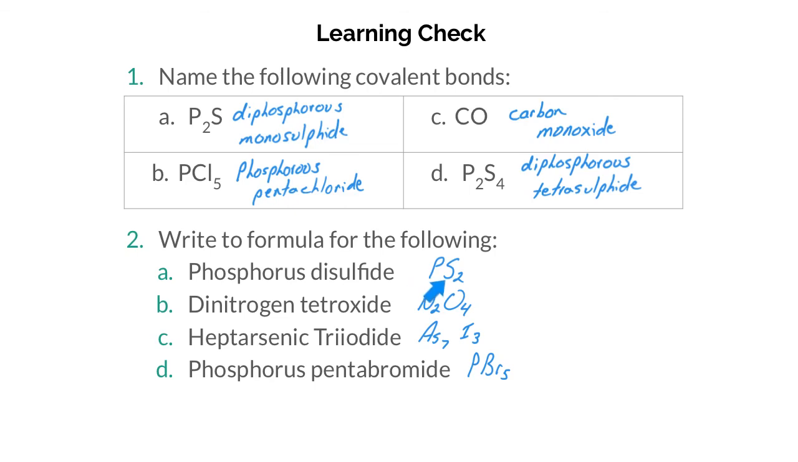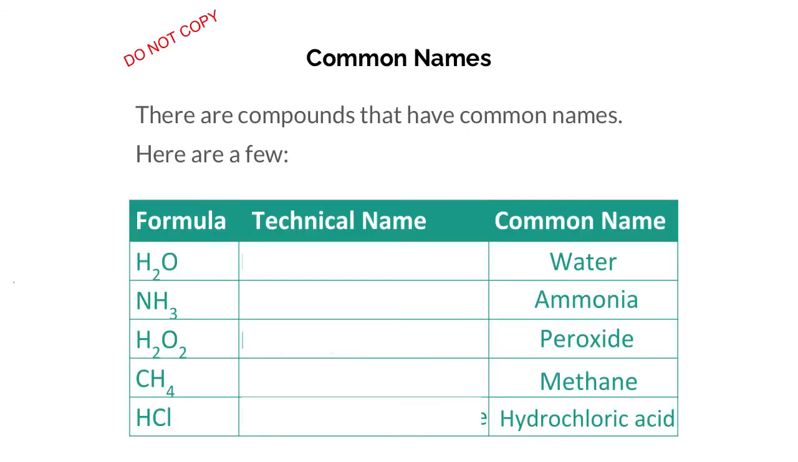And then when we write the formulas, again, a lot of phosphorus and sulfide. So we have PS2, N2O4. Again, we can't reduce that in molecular compounds. We just write it as it is. We have As2I3, and then our final one, PBr5. Hopefully you got through those okay.